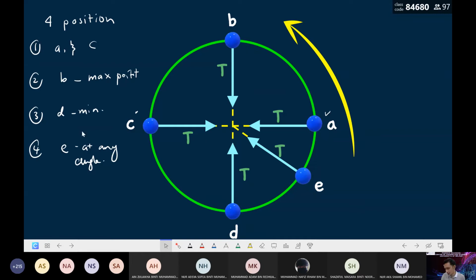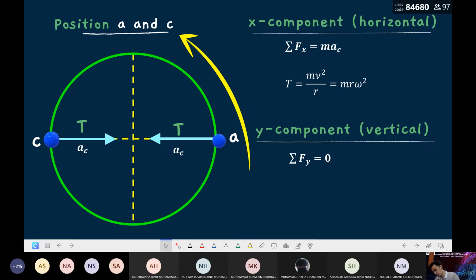Okay, so kita pergi for the first position dulu. Point A and point C, apa jadi pada the tension? What will happen to the tension? Okay, so the tension dekat point A and C is always, like I said, the force is always point to the center. Jadi the one that provide the centripetal force is only tension.